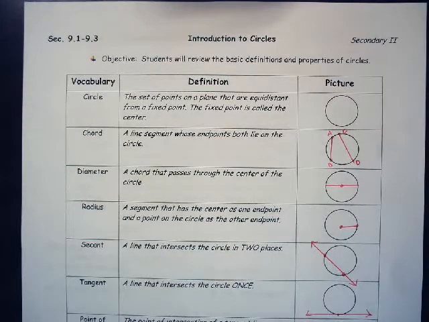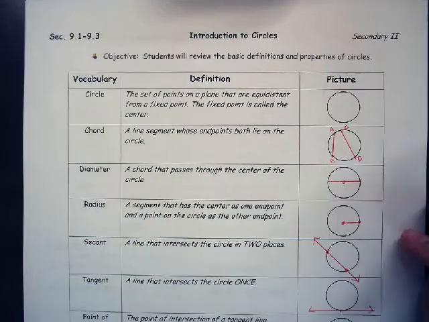We're going to start our unit today on circles. So this is section 9.1 to 9.3. The objective is students will review the basic definitions and properties of circles. So first of all, we're going to talk about some vocabulary here.